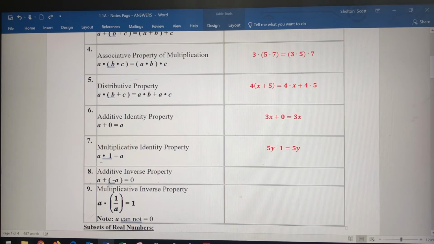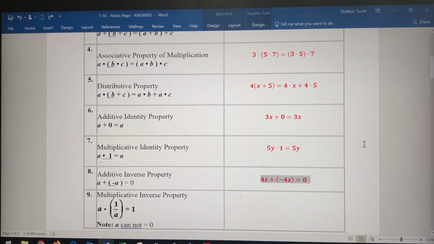Additive inverse, it's just basically adding opposites, okay? We're going to end up with additive inverses. We're going to end up with 0 as our answer. When we add opposites, those opposites cancel out, and our sum is 0.